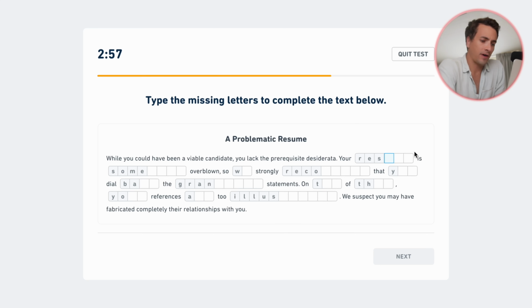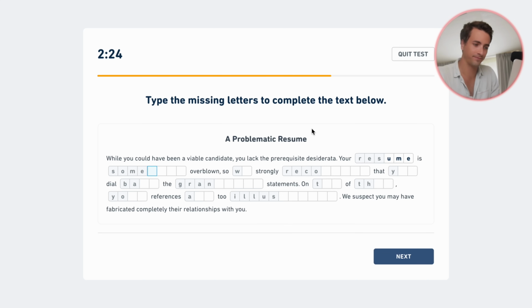While you could have been a viable candidate, you lack the prerequisite desiderata? I've never seen that word, honestly. We suspect you may have fabricated completely their relationships with you. Okay, so we're talking about somebody's resume or CV, and apparently there's maybe some forgery or fake information.